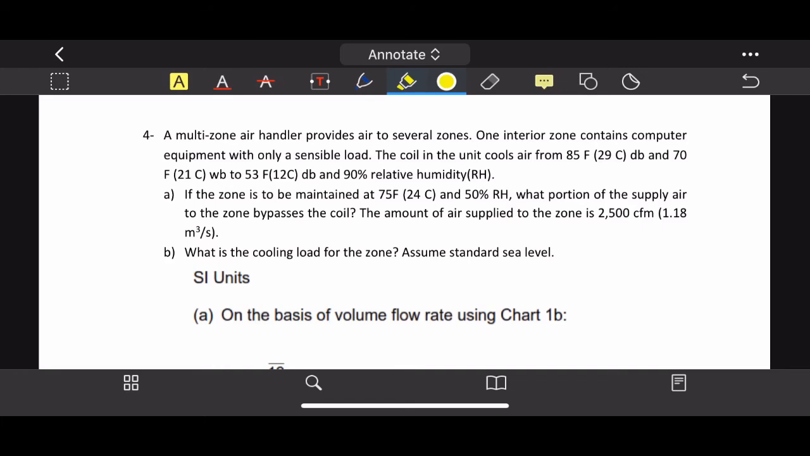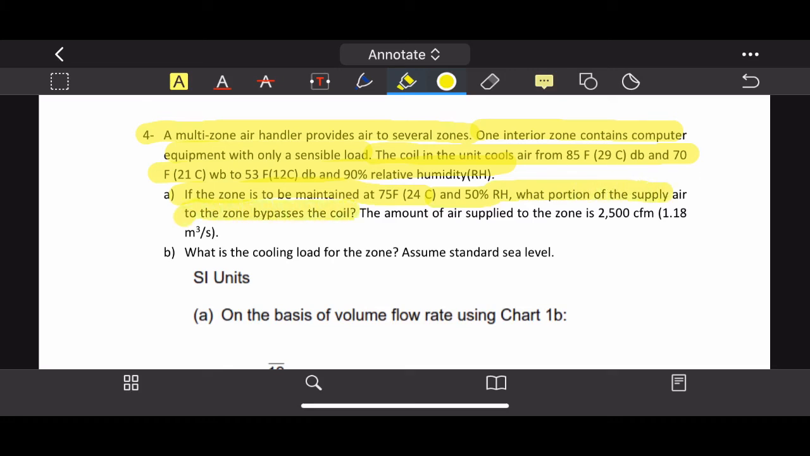Now the final question sounds like this. A multi-zone air handler provides air to several zones. So you've learned about multi-zone already. One inter-zone contains computer equipment with only sensible load. That means a heat addition without water. The coil in the unit cools air from 85 degrees Fahrenheit and 29 degrees C dry bulb, 70 degrees Fahrenheit and 21 degrees C wet bulb, to 50 degrees Fahrenheit and 12 degrees C dry bulb. Relative humidity is 90%. If the zone is to be maintained at 75 degrees Fahrenheit and 24 degrees C, and 50% RH, what is the portion of supply air to the zone that bypasses the coil?